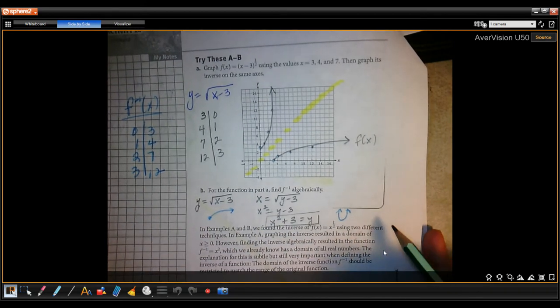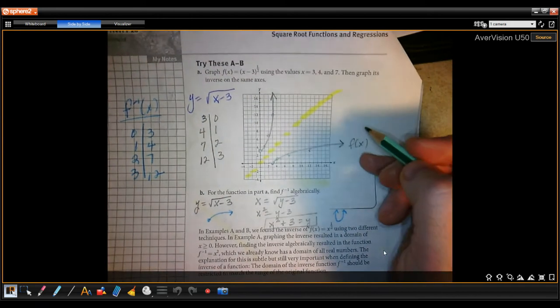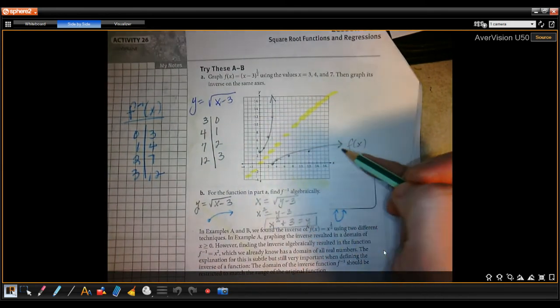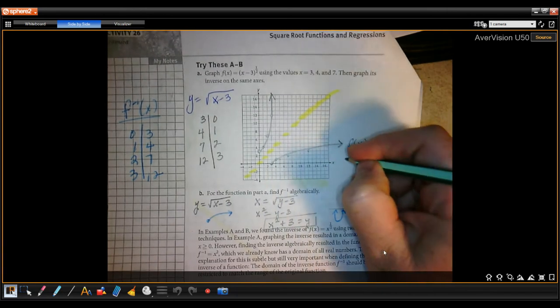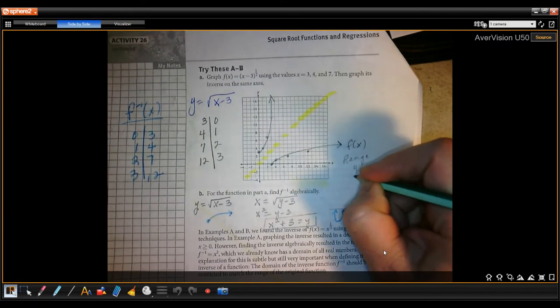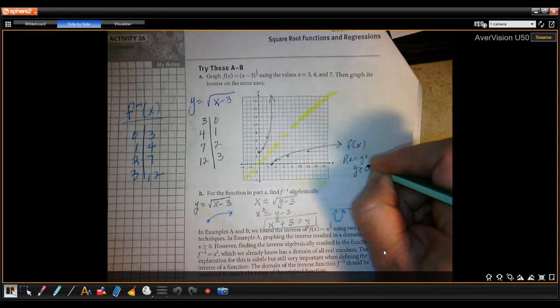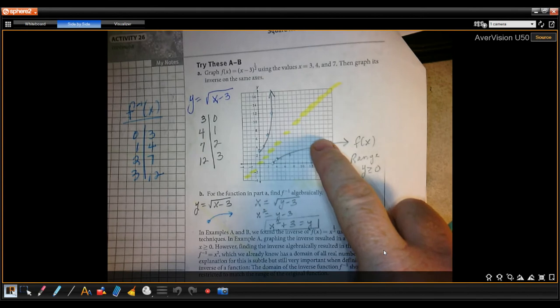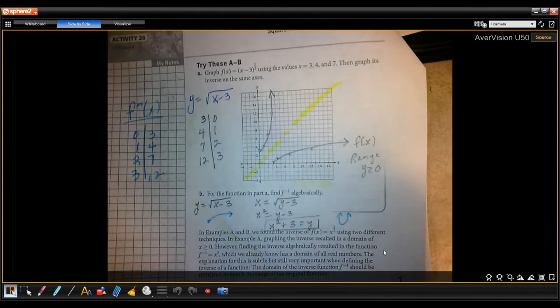Okay, if you're not sure, let's do this then. So over here, what would it be? What's the domain over here? And the range. The range here is what? Let's do the range. Is y greater than or equal to 0, right? So if this is the range of this one, then what has to be true of the inverse over there?